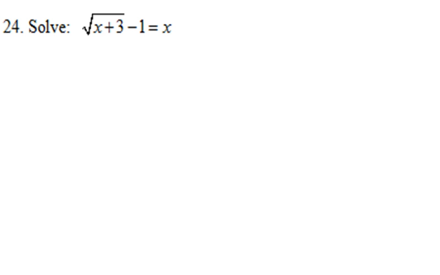Now number 24 is a radical equation, so we want to isolate that radical first. I'll move the 1 over. So when we add 1 to both sides, I'll end up with the square root of x plus 3 equals x plus 1. And then we want to get rid of that radical, and we do that by squaring both sides.